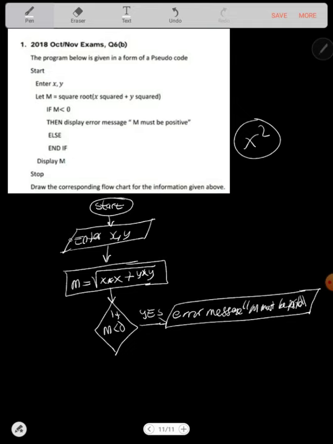And for display, you know that we use a parallelogram. So we're going to write here display m. And they're saying stop, and for stop we know that we have to use a circle and we write stop. So it's just instructions that you have to follow as you are writing a flowchart.